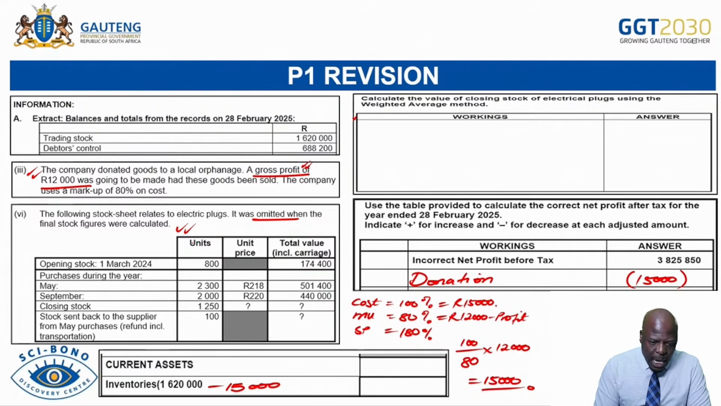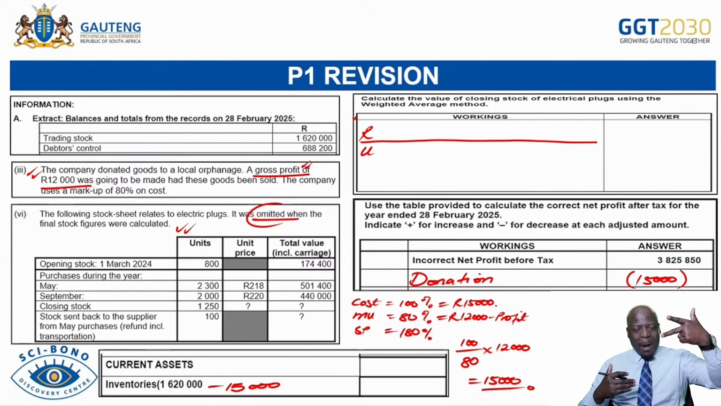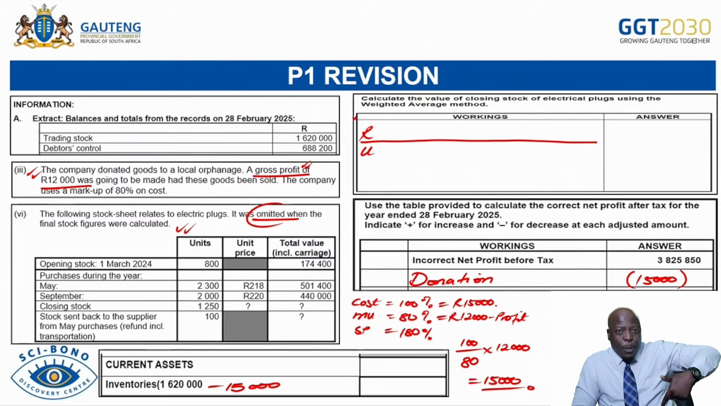So here we are required to calculate the value of closing stock, but the key is it was omitted when the final stock figures were calculated. So we have rands and we have units. Remember the periodic inventory system way of calculating cost of sales. At the top we have rands, at the bottom we have units. You're going to say opening stock plus purchases plus carriage plus customs duty minus returns. Or you can say opening stock plus purchases minus returns plus customs duty plus carriage. Rands at the top, units at the bottom.